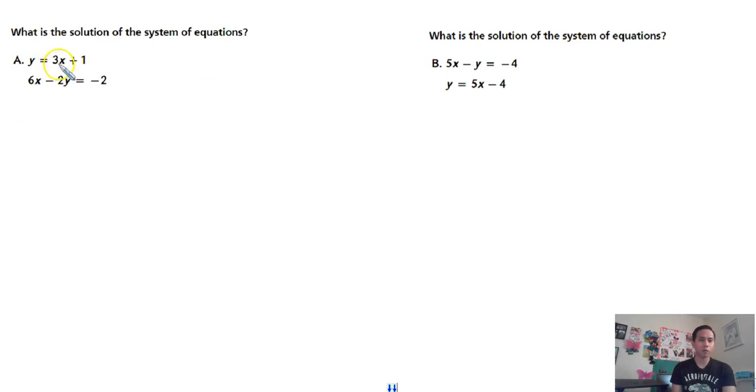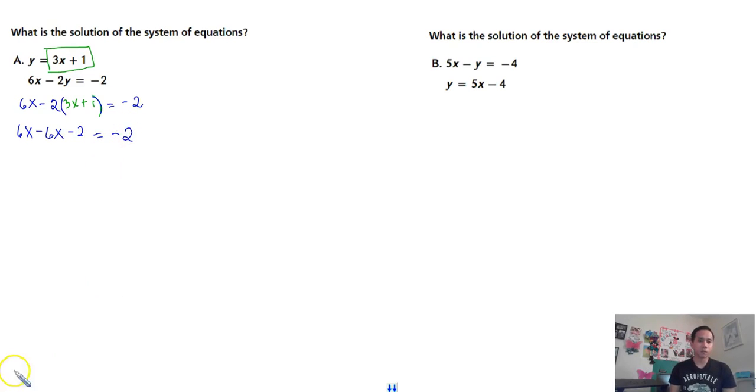So we have the value of y already. So I'll just box this one with green. So I'll be using that. The value of y is 3x plus 1. So I'm going to plug that in. So we have 6x minus 2 times the value of y, which is 3x plus 1, is equal now to negative 2. So do the distributive property. That will be 6x minus 6x minus 2 is equal to negative 2.